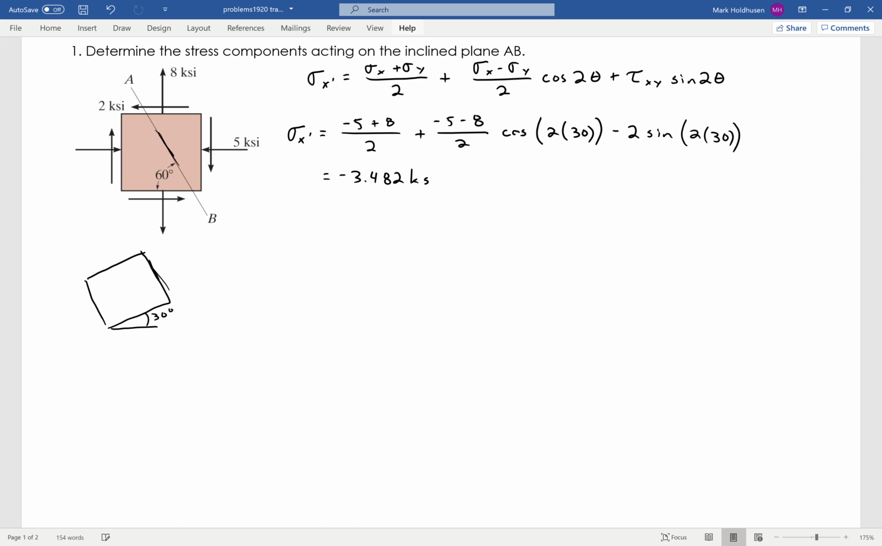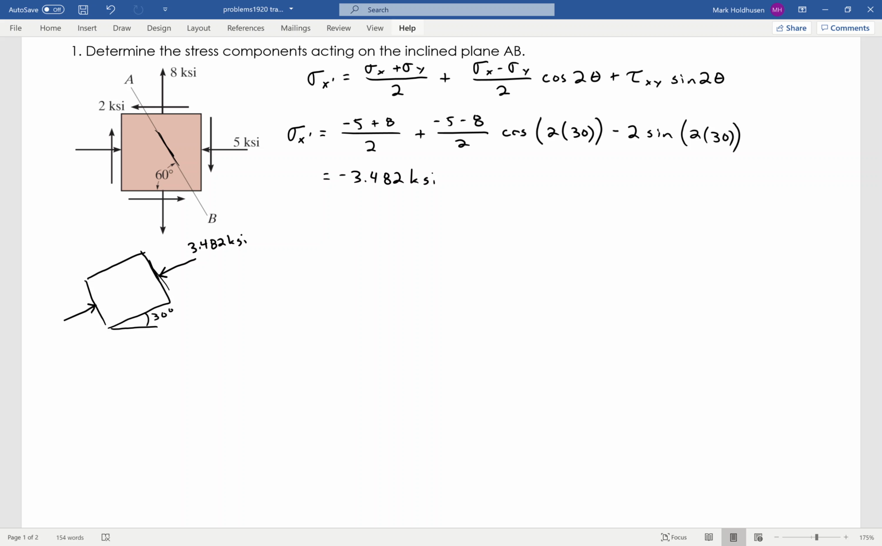And I get -3.482 KSI. So what this looks like now is on that new X surface, it's going to be in compression, so inward like that, and it's going to be 3.482 KSI.